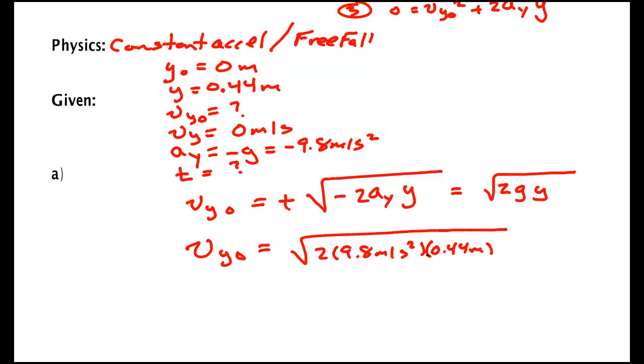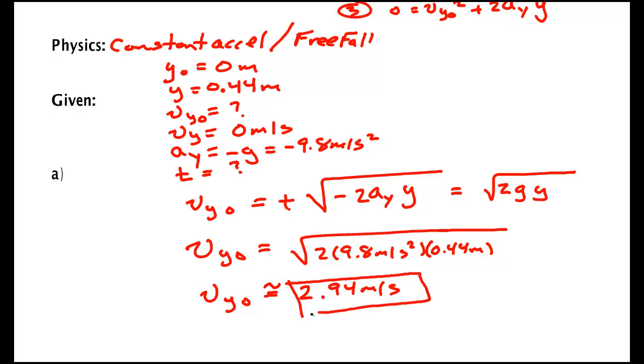2 times 0.44, that's around 0.88, near 9. This is near 10, about square root of 9. So 2 times 0.44 times that's about 9 altogether. Square root of 9 is about 3. Plug in your numbers, and what you'll find out is it happens to be 2.94 meters per second. Notice, meters squared takes square roots of meters. Square root of second squared is a second. Therefore, this makes sense. The units check out, the numbers check out.